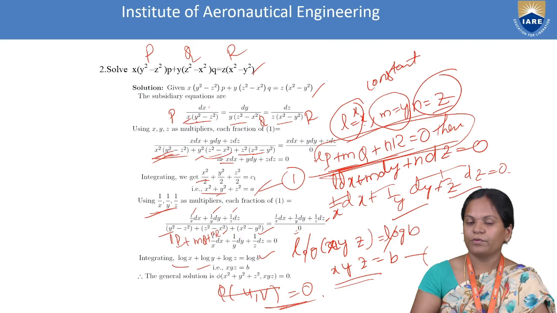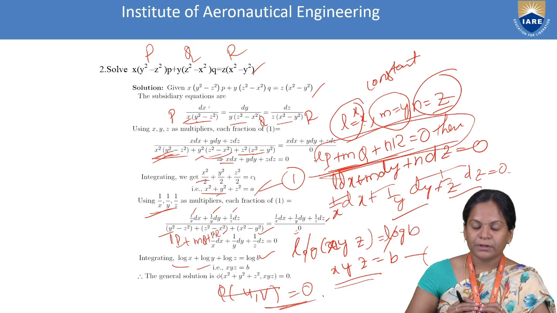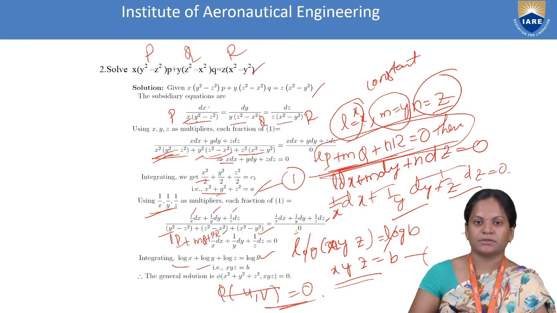So for this problem, we can take another set of multipliers also. In some problems we can get 2, 3, 4 sets of multipliers we can choose. But here we need only two solutions. That's why we have to choose one set of multipliers and another set of multipliers, and they should be different.